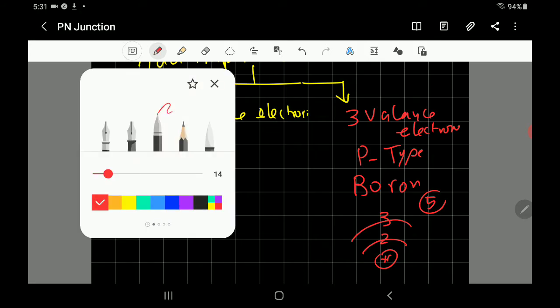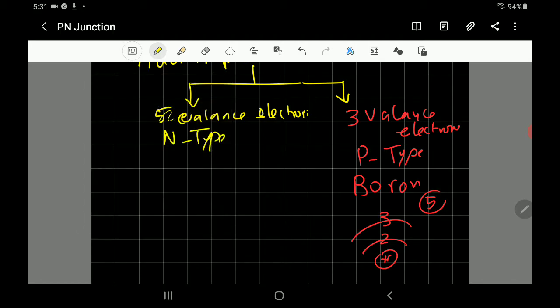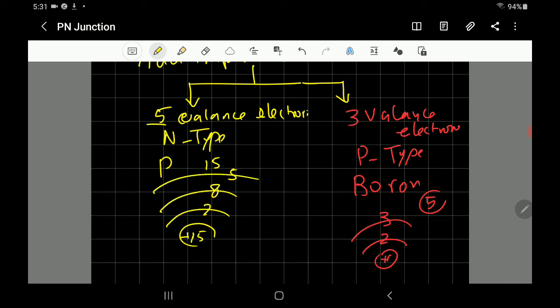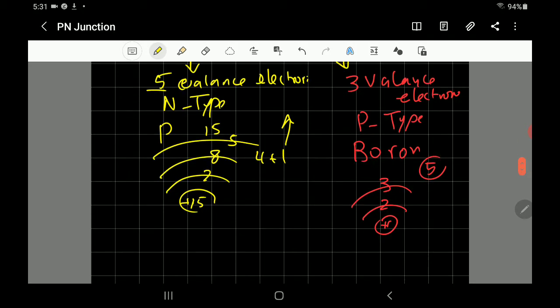For other types of impurities that have 5 valence electrons, like phosphorus, it has atomic number 15. So if you look at the structure of the atom, we'll have 2 in the first orbit, 8, and then 5 electrons. So it has an extra electron, because it has 4 plus 1. That will make n-type. And this one has 3, so it's 4 minus 1. So it's missing 1 electron.